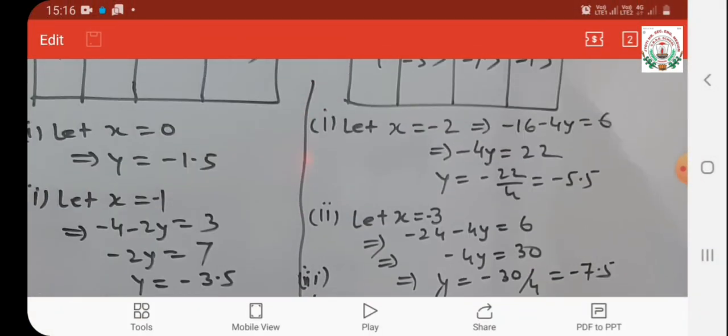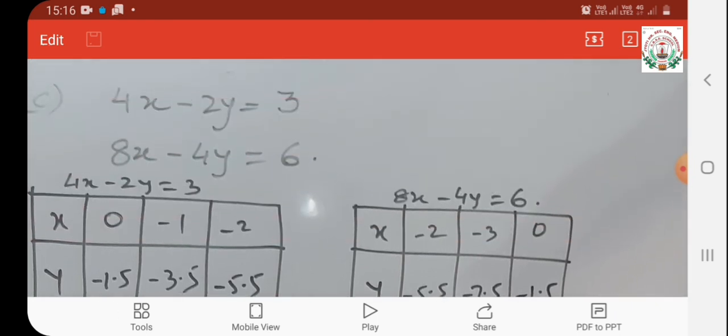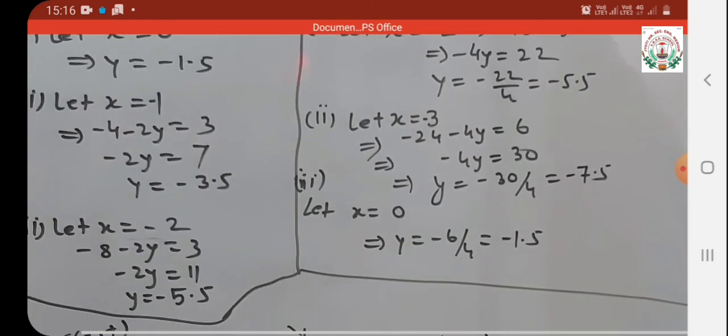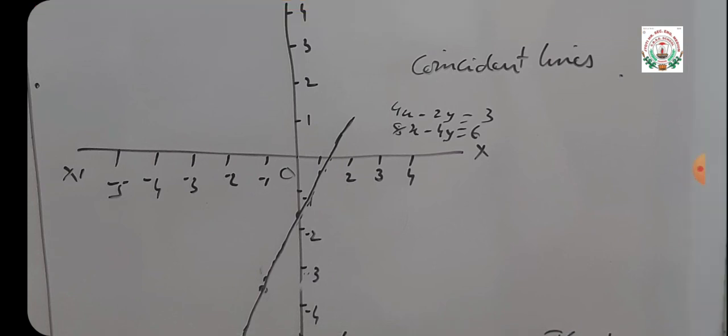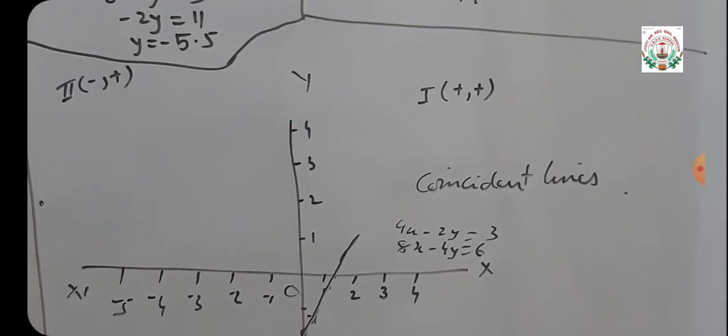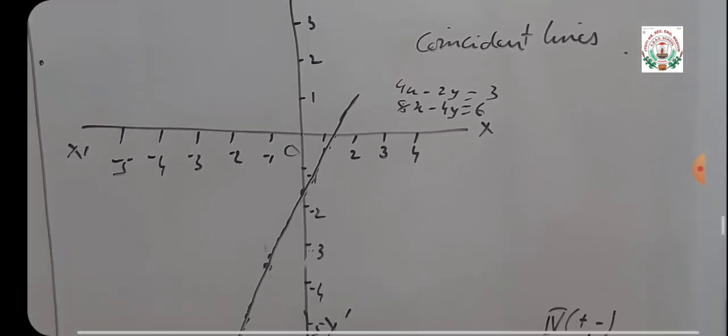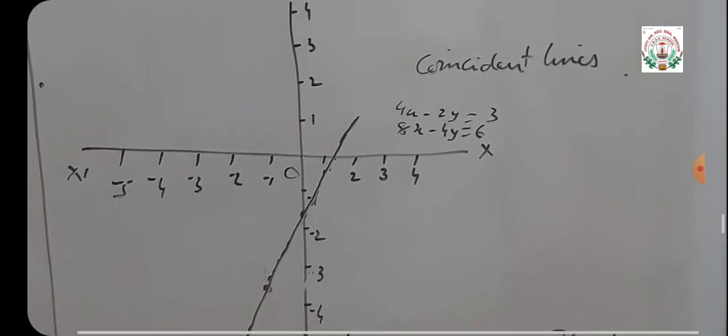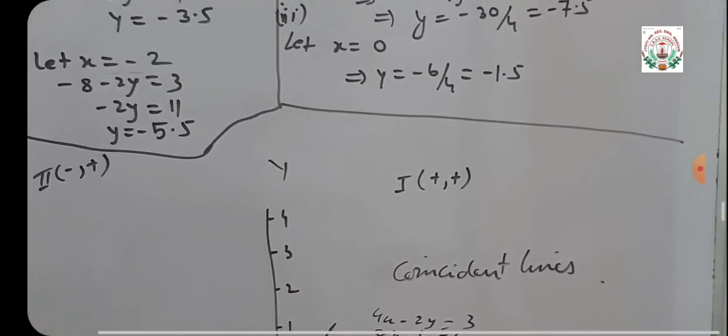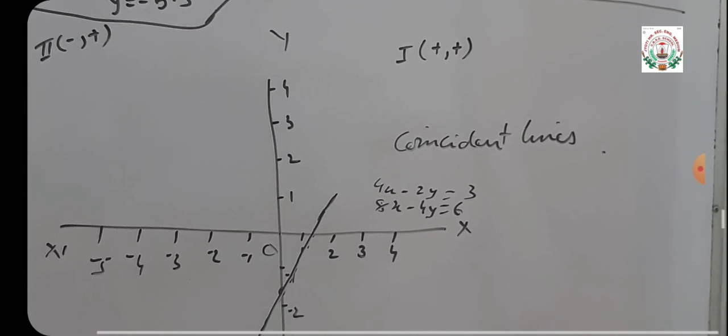While drawing the graph, the pencil must be sharp, and x-axis, y-axis, origin, first quadrant, second quadrant, third quadrant, fourth quadrant, everything must be mentioned in the graph paper clearly.